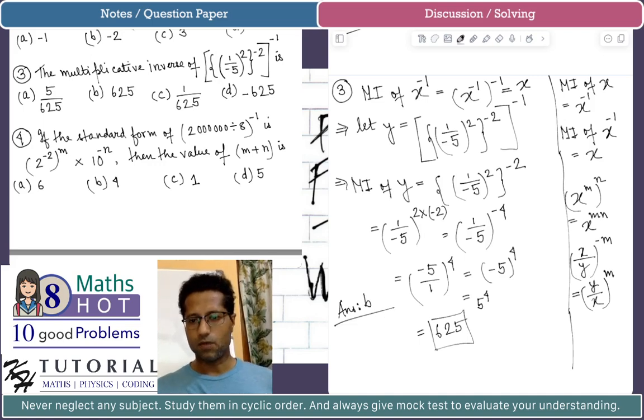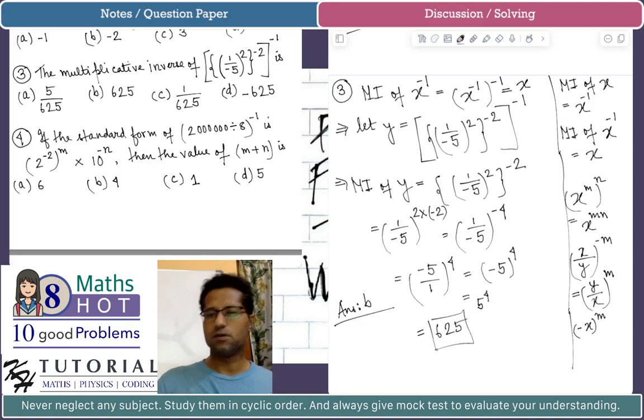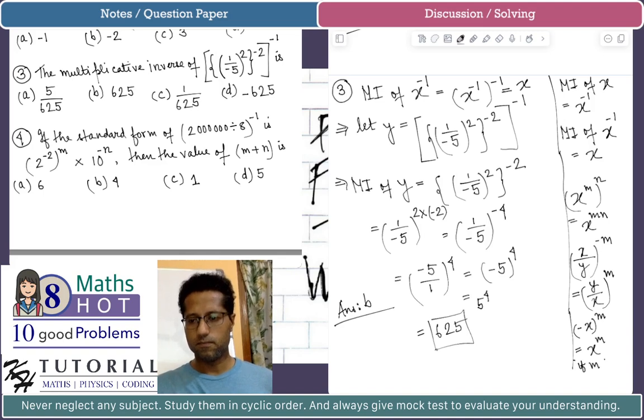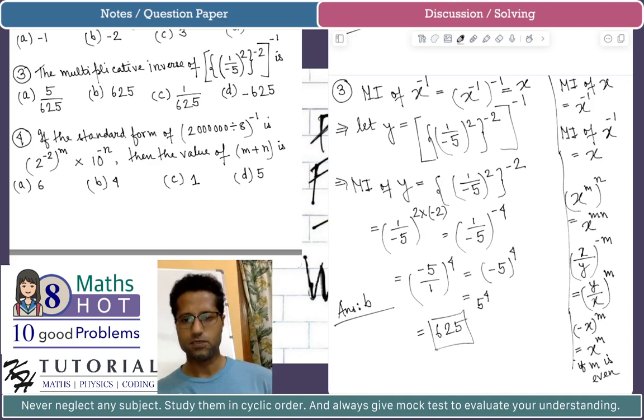Now we know that -5 raised to the power 4 is equal to 5 to the power 4, because we know that if the base is negative, of the form negative x raised to the power m, where m is any non-zero integer, positive or negative, this is equal to x to the power m if m is even. So in this case, the power in -5 to the power 4 was even. That's why -5 raised to the power 4 is equal to 5 to the power 4, which is 625.